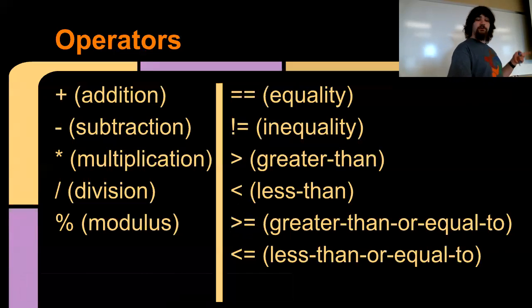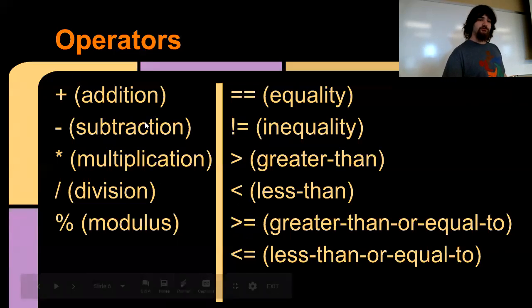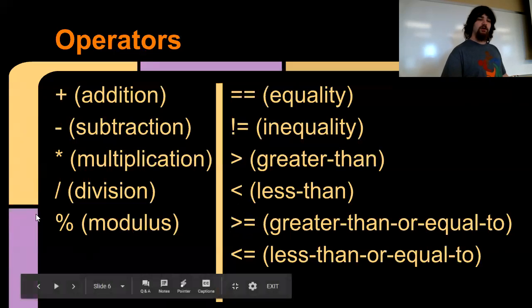So yeah, the first 5 operators are going to generate probably some kind of value. And then the rest of these guys right here are going to generate either a true or a false.